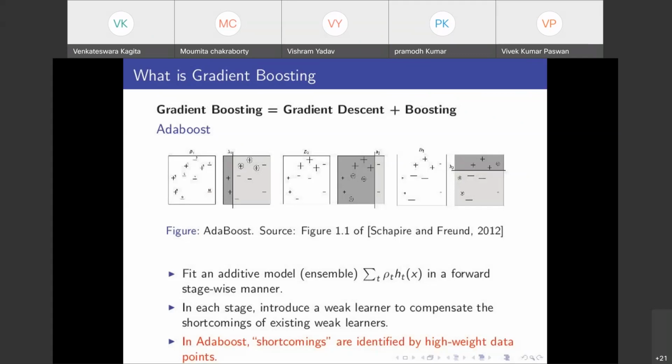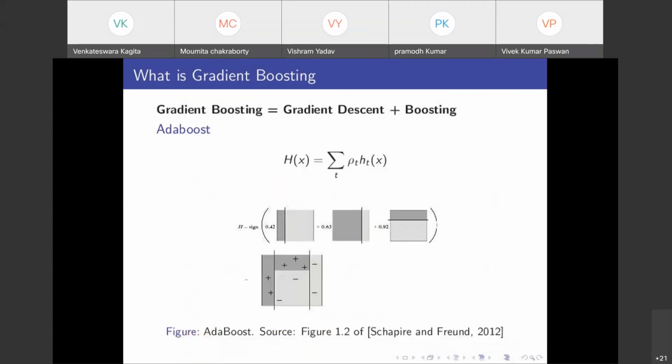Okay, so the only difference between gradient boosting and AdaBoost is how we identify the shortcomings. In the case of AdaBoost, we identify the shortcomings by using high weighted data points. And in the case of gradient boosting, we identify the shortcomings using gradients. Okay, let's see how we would do that.